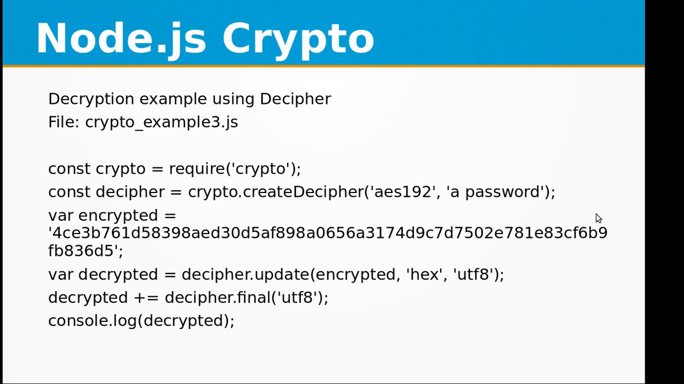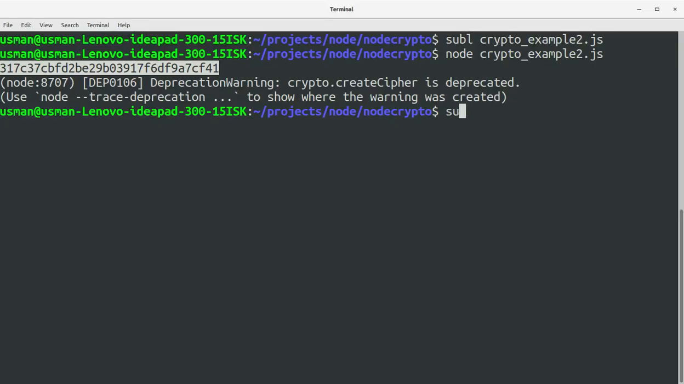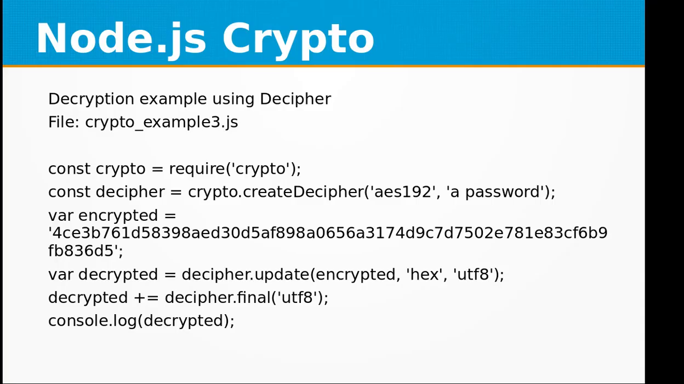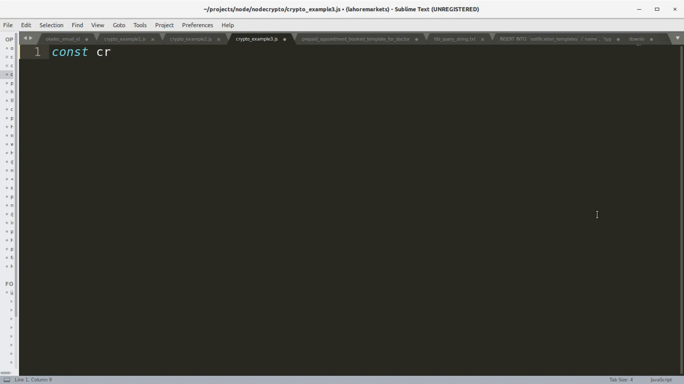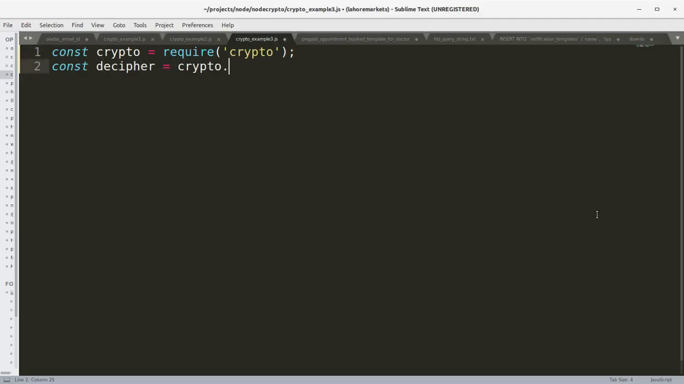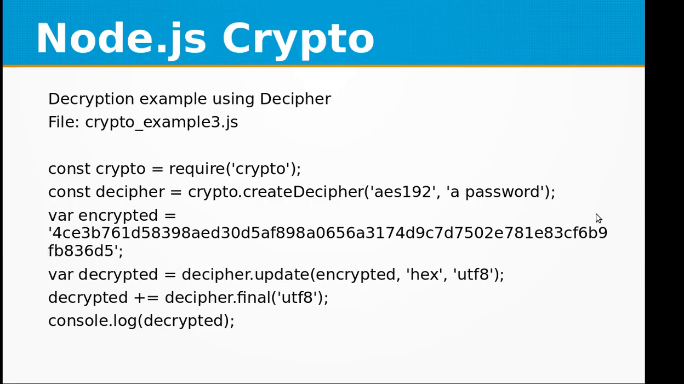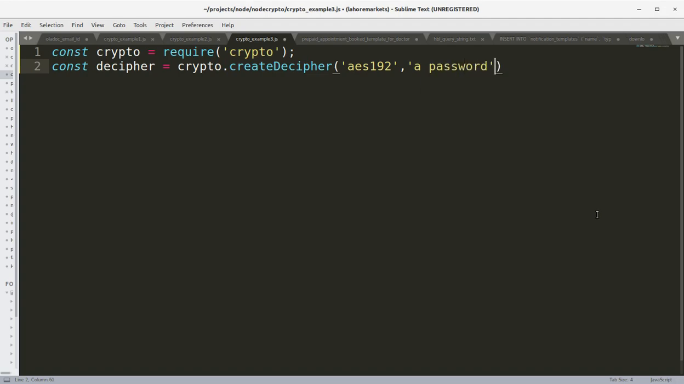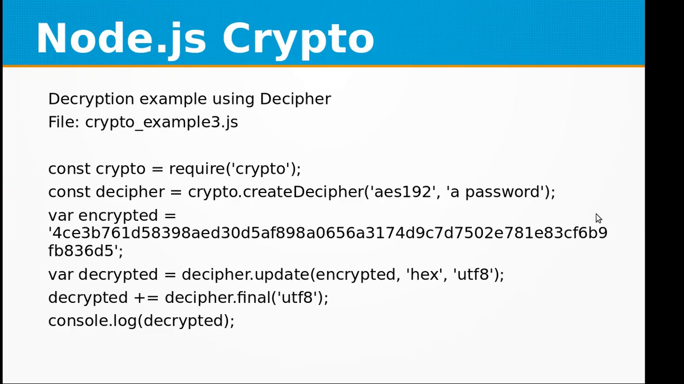Decryption example using Decipher. Let's create our next example, example3.js, and using the crypto module, require crypto. const decipher equals crypto.createdecipher, and we are going to use the same algorithm which we used for creating the cipher, and a password, and that's it for the decipher.